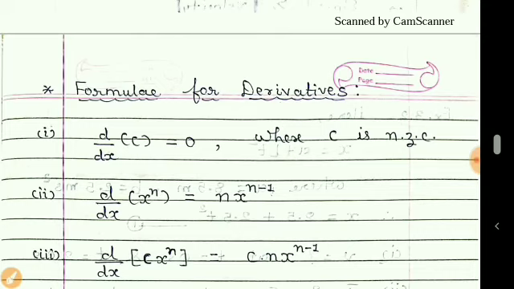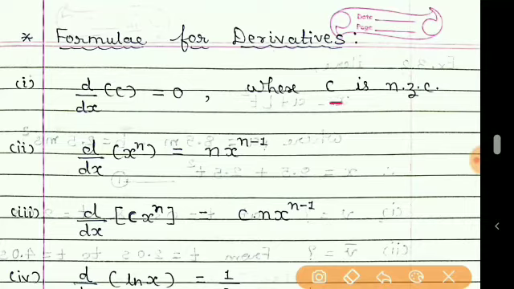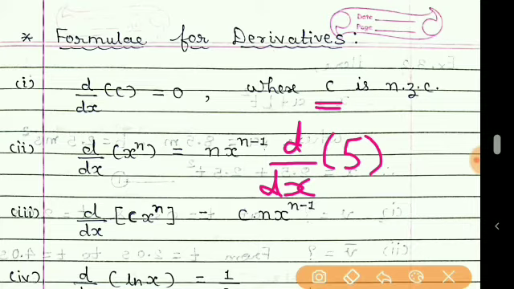Now students, here the first formula related to derivative is d by dx of c. Now what is c here? It is any number, any constant. So differentiation of any constant is always 0. Now what do you mean by constant? Those things which do not change with time, that remain the same, are constants. Any number is a constant. For example, if I want to find d by dx of 5, then 5 is a number, and so its differentiation will be 0.